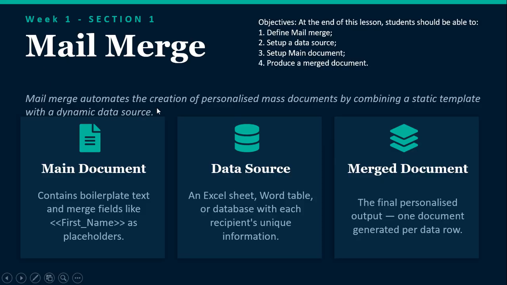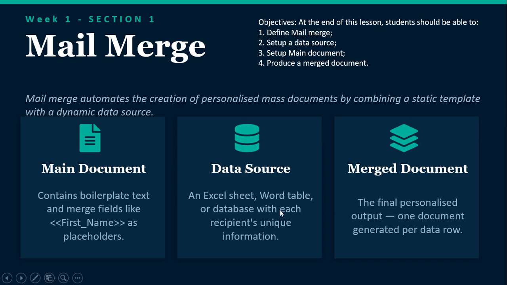Alright, so mail merge automates the creation of personalized mass documents by combining a static template with a dynamic data source. You start by making a main document available. The main document could be MS Word, it could be other documents. Okay, so that main document contains a boilerplate text and the merge fields. For instance, you want the address, the surname, the first name, the location, and so on. You want it in a document for, say, 1,000 persons.